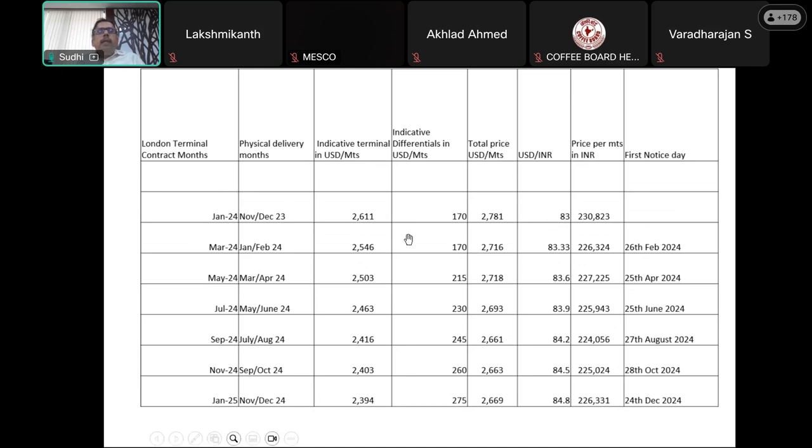So if you look at it here, an important aspect: January is 2611, and March is 2546, May is 2503, then July is 2463.